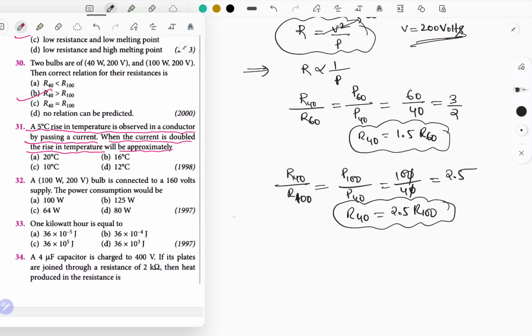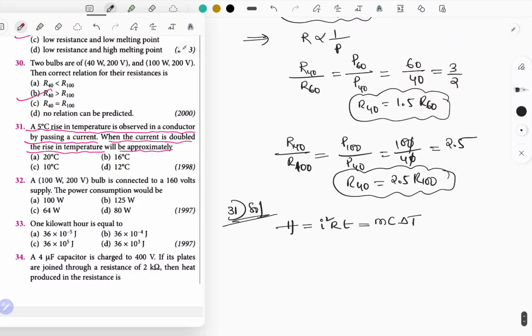We know the formula for heat generated. That is question number 31 solution. E is equal to I squared R into T, where T is time, which is equal to MC into delta T in terms of temperature. From this, if you observe, let me relate current and change in temperature. Change in temperature is directly proportional to current squared.